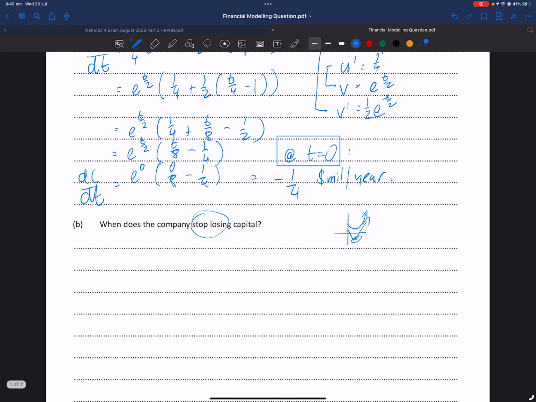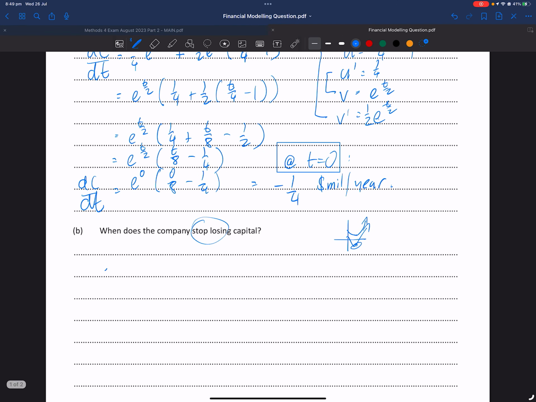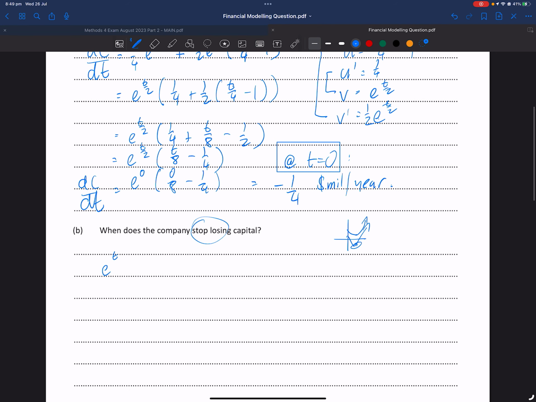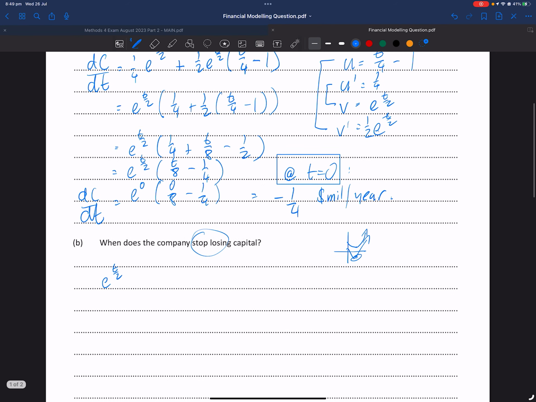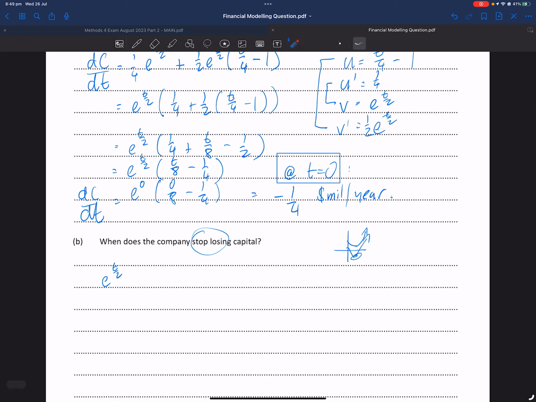So I'm going to take dc by dt, from this point here, the one where I just factorized it a bit, where it's at its neatest, and then go, so that's t to the power, t over 8 minus a quarter, like so, and that has to be equal to 0 for the point of change from loss to gain. Okay, so that's cool.